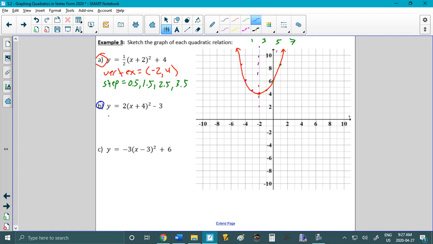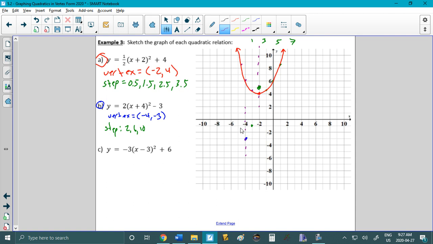This will be the blue curve. So the vertex equals, we change this sign to negative. So (-4, -3). The step is normally 1, 3, 5, 7. We just multiply each step by 2, so we get 2, 6, 10. And then 14, but I don't think we'll be able to fit that. So now we go over 1, up 2, over 1, up 6, that'll be here, and I can't go up 10, so I'm done. Except I got to reflect the points across the axis of symmetry, which goes through here.